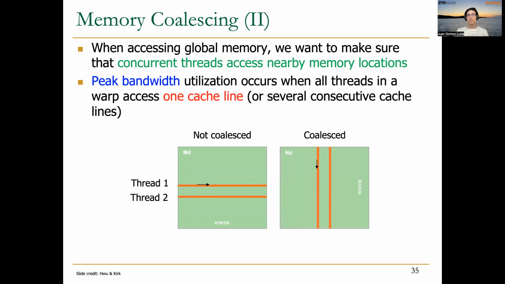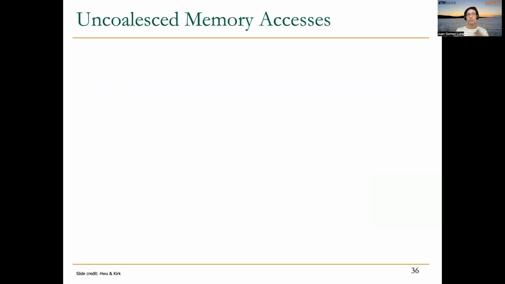However, if we access the matrix in this way, with thread 1 accessing here and thread 2 accessing here, the elements that each of the two threads needs to access in each iteration are nearby memory locations. These are neighboring elements. So we will likely have coalesced memory accesses, because these elements will likely belong to the same cache line.